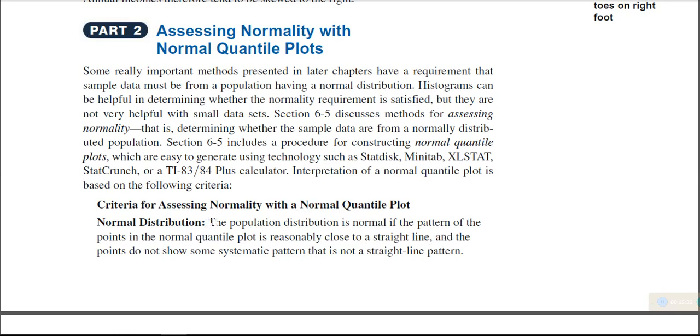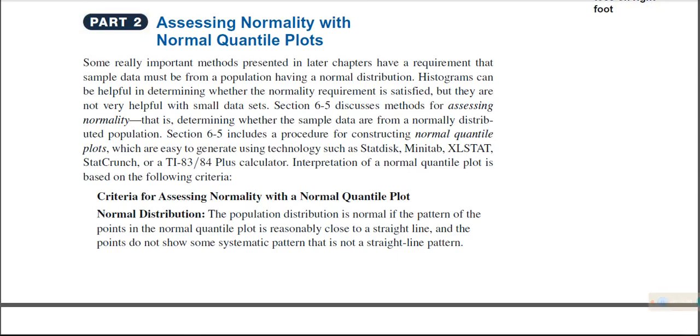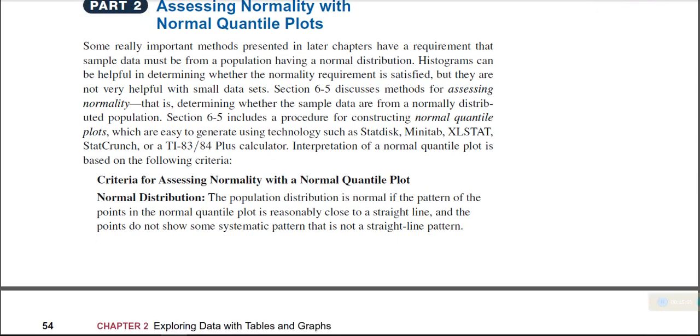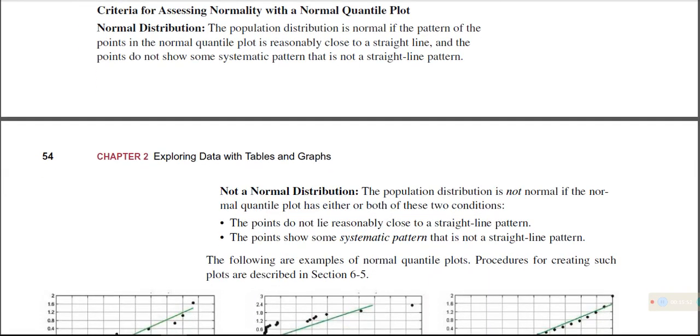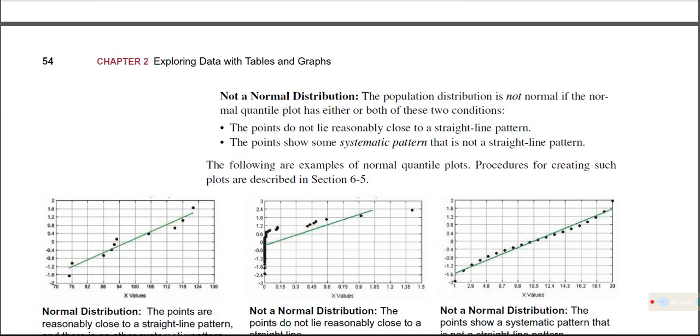So, sa normal distribution, the population distribution is normal if the pattern of the points in the normal quantile plot is reasonably close to a straight line, and the points do not show some systematic pattern. Pagka not a normal distribution, the population distribution is not normal if the normal quantile plot has either or both of these two conditions. The first condition is the points do not lie reasonably close to a straight line. And two, the points show a systematic pattern that is not a straight line pattern.